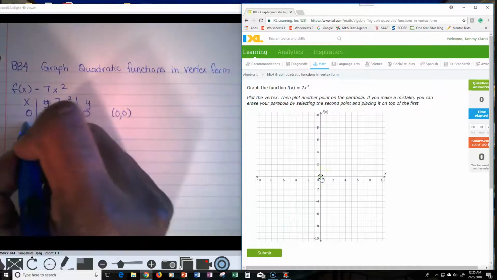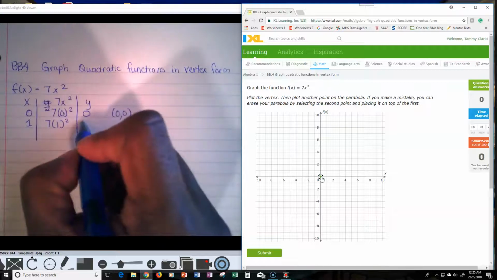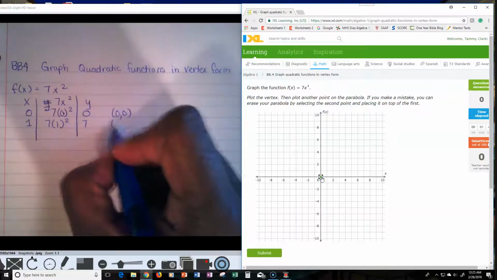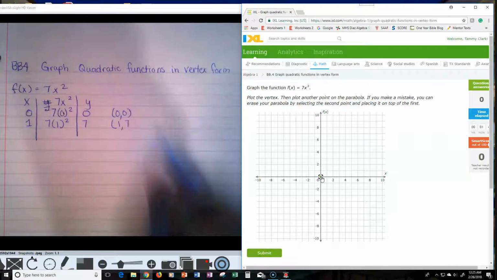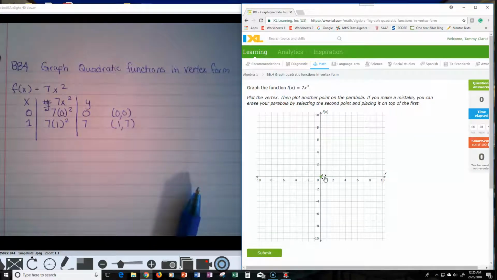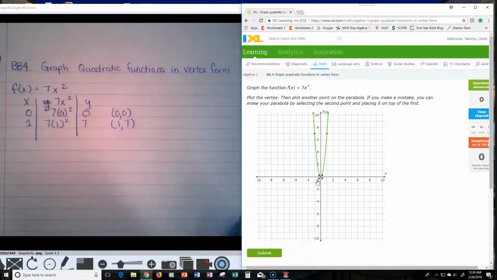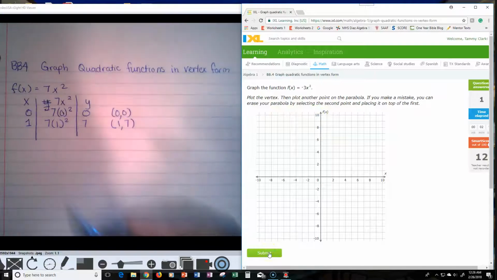And then pick another point, 1. So 7 times 1 squared is 7. So our ordered pair would be 1, 7. So the wonderful thing about IXL is you only have to get one point, and it'll graph the rest for you. Now remember I told you that when the a term is larger than 1, the parabola gets really skinny. That's exactly what happened right here. Click, you're done. Let's take the next one.